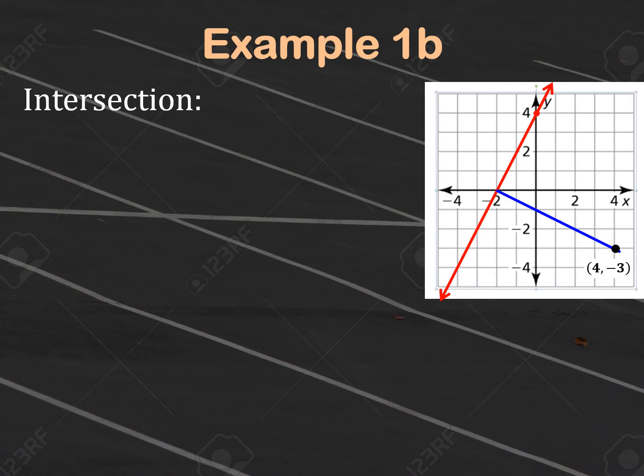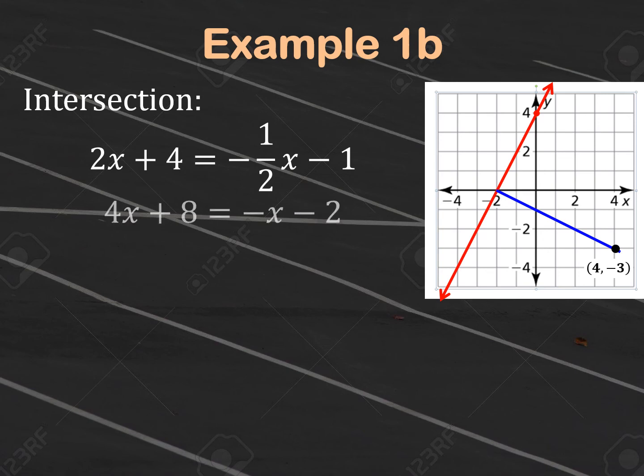So at that point you don't have to do what I'm going to do in terms of the math, but I'm going to show you anyway what it is. You set the two equations equal to each other. So 2x plus 4 equals negative 1/2 x minus 1. To get rid of the fractions, we're going to multiply everything by 2. So 2 times 2x is 4x, 2 times 4 is 8, then negative 1/2 x times 2 is negative 1x, negative 1 times 2 is negative 2.